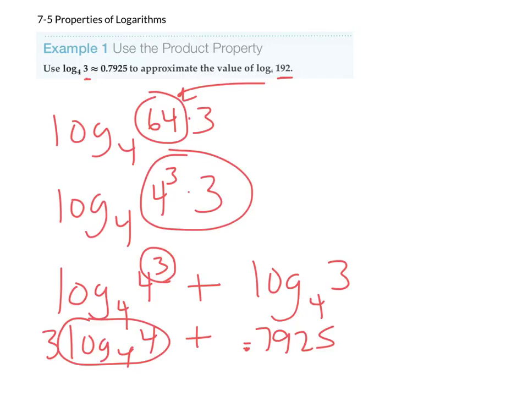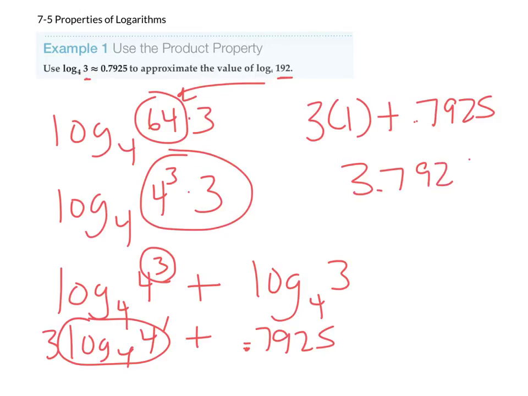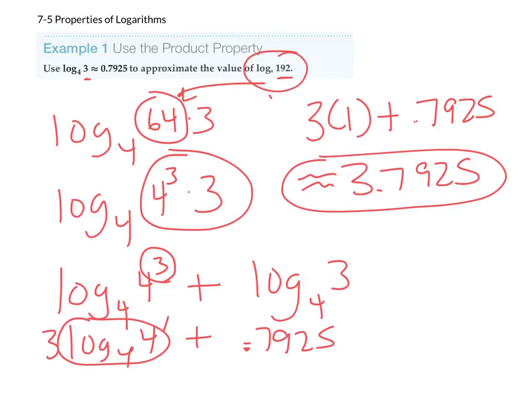So now we need to figure out what log base 4 of 4 is. If we go back to what logs mean, it's what exponent gives us 4. So when it's the same base and the same number, it's really 1. So what we have is 3 times 1 plus 0.7925. And when I add those up, I get 3.7925.